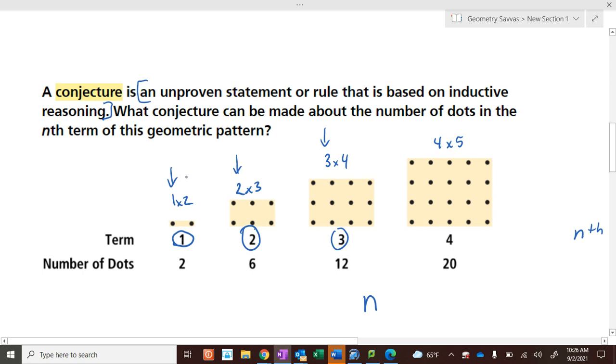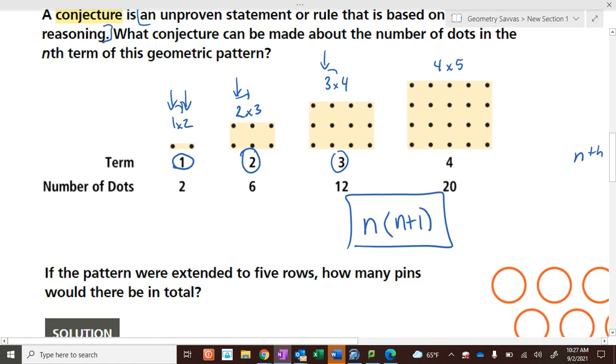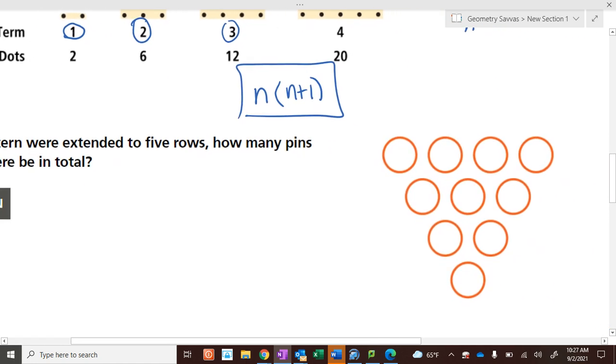Now, what did I do with the number of rows? I multiplied it by the number of columns. How many columns compared to the number of rows do we have? 1 more. So I'm going to take n times 1 more. N times n plus 1. That's my pattern. The number of rows times the number of columns, and the number of columns is always 1 more than the number of rows. So the number of dots will be n times n plus 1. That's my conjecture.